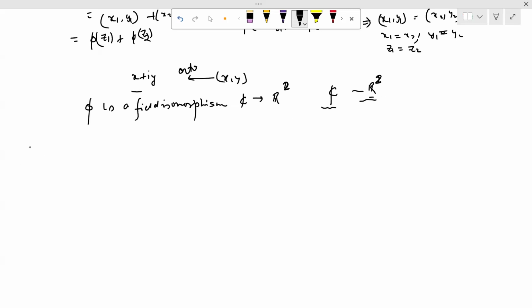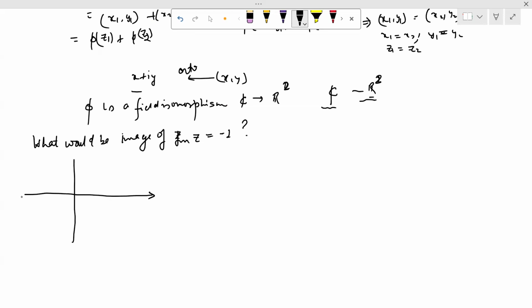So for example, just giving you a little bit of an example, let's say I want to know what would be the image of the set imaginary part of z equal to minus 1. How would this image set look like? What does it mean? It means that if in a plane you are considering the points with the equation imaginary part z is equal to minus 1. So what is imaginary part z equal to minus 1? It is equivalent to y is equal to minus 1, right? And this is how you write y equal to minus 1.